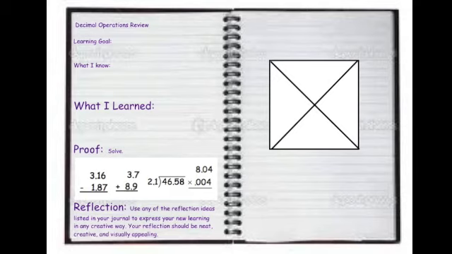You have 4 problems to complete, 1 of each operation. So just be sure that you're being thorough and patient and following all the appropriate rules for these problems.